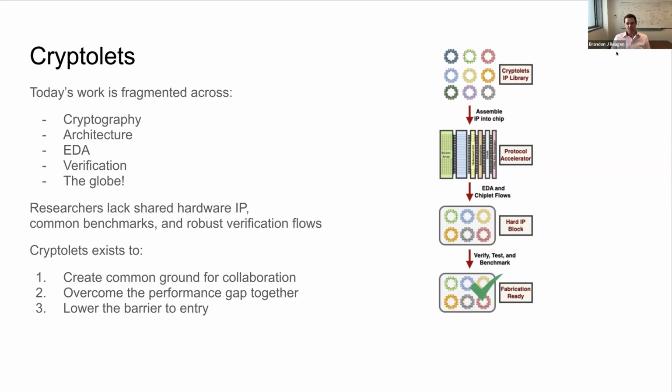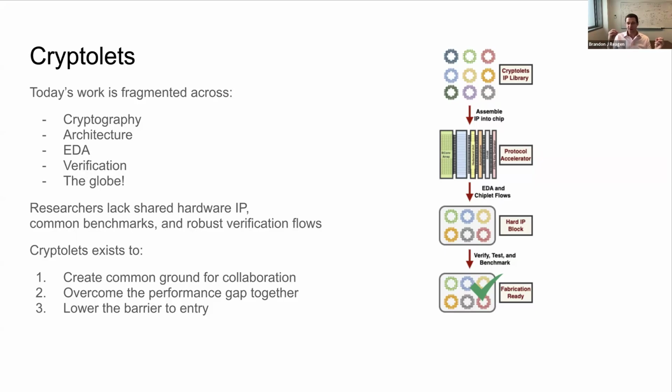So the ideal result from our project will be this Cryptolets IP library. So you'll be able to go on to GitHub, just access a bunch of hardware IP cores, EDA flows, verification flows, and I'll talk more about what else we're going to be offering through it. You can take exactly what you need, or if you have your own core, you're totally welcome to commit it into the Cryptolets repo and share it with the world so others can build on what you've done. So you have this IP repository.